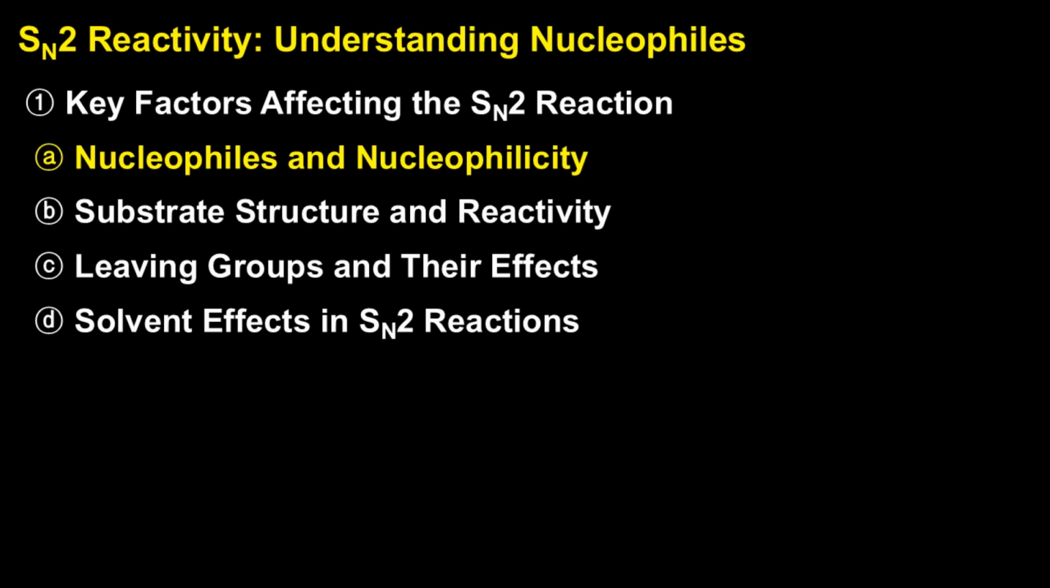Out of all these, the nucleophile is the real MVP. A strong nucleophile speeds things up. A weak one? It slows the reaction down. Maybe even stops it completely. But here's the thing. Instead of memorizing which nucleophiles are strong or weak, it's much more useful to understand what makes a nucleophile strong in the first place.